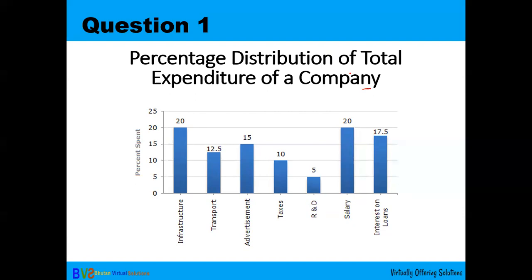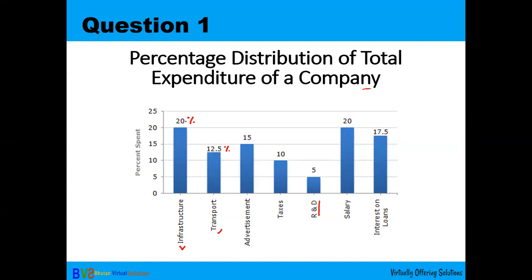The company's expenditure is represented in terms of percentage. So it is spending 20% on infrastructure, 12.5% on transport, 15% on advertisement, 10% on tax, 5% on research and development. That is the short form for research and development. Then 20% on salary and 17.5% on interest on loan.